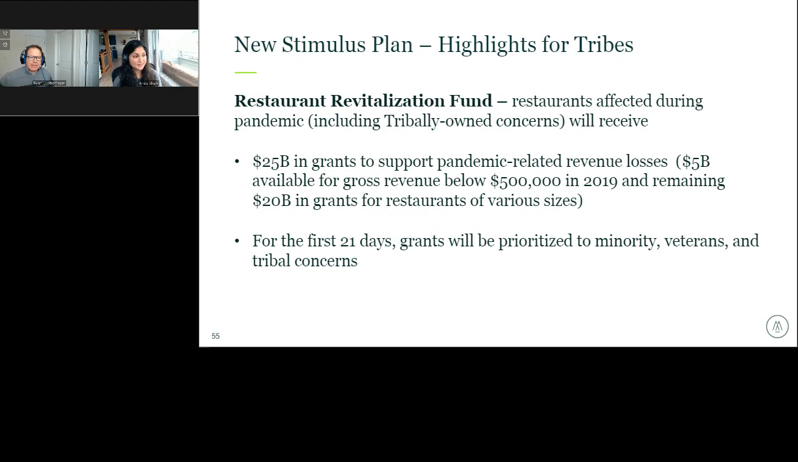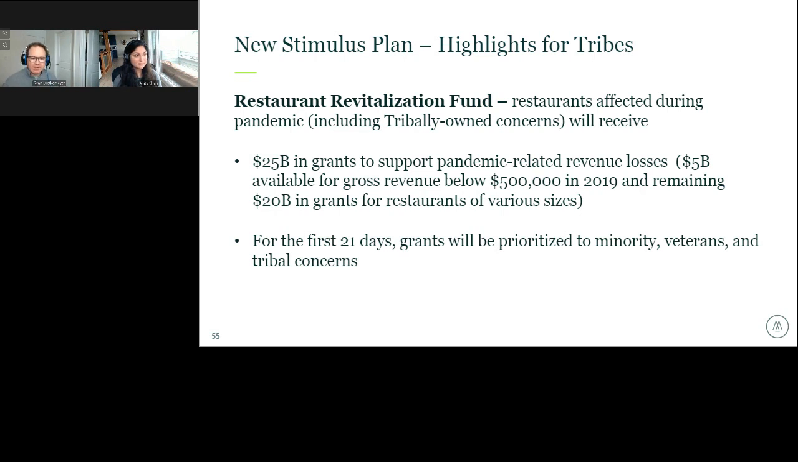Another thing, a part of the new stimulus plan was the Restaurant Revitalization Fund. Very interesting to see that restaurants affected during the pandemic. And in the language of the stimulus plan, it does mention specifically tribally owned business concerns as well. So this program will provide about $25 billion in grants to support these revenue losses from restaurants.